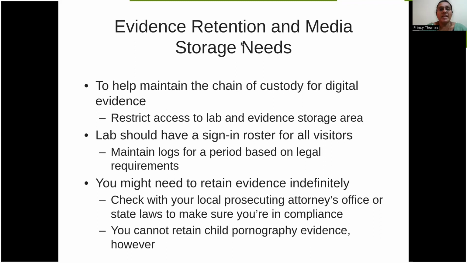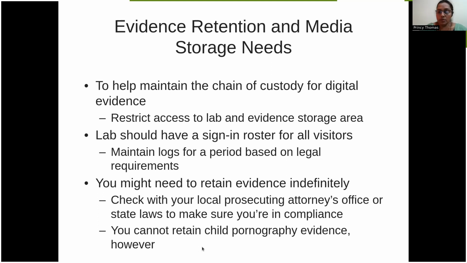Evidence retention and media storage need to help maintain chain of custody for digital evidence. Normally, the forensic tool that is used for storage itself provides us with chain of custody locations. And normally, to keep it safe, the evidence that is collected is restricted to a lab or evidence storage area. It will not be taken out of the secure location. Labs should have a sign-in roster for all visitors and why they have taken it, the time that they have taken it, all this kind of information should be there. And if the evidence needs to be retained indefinitely, then that provision will also be there in the lab itself.